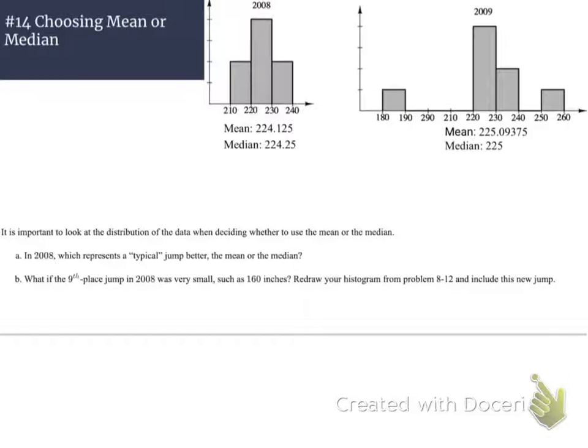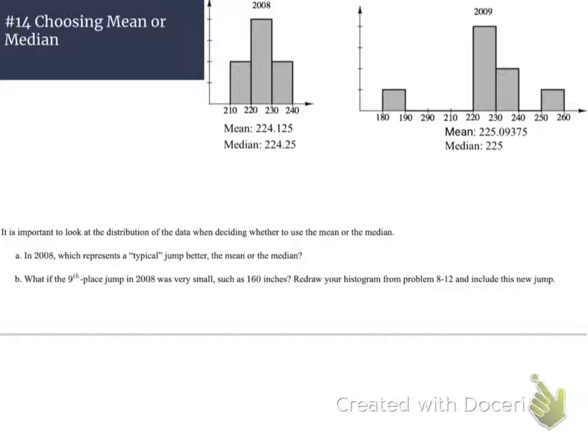All right, problem 14, last problem of the day. Choosing mean or median. It's going to basically have you think about when is it best to use mean as your typical number, or in this case, your typical jump, and when is using median better to use as your typical jump. Well, let's get going.